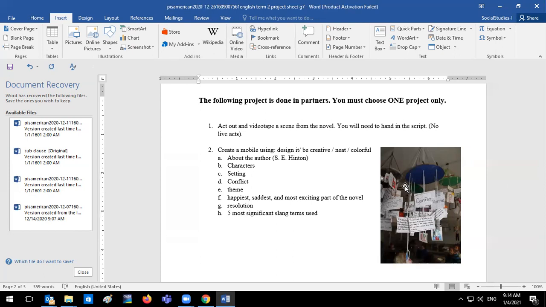And then these index cards discuss several aspects in the novel. So you could discuss the author. That's one of them. You have to also discuss the characters. You don't have to discuss all the characters.